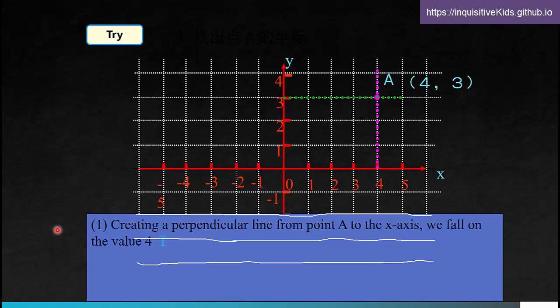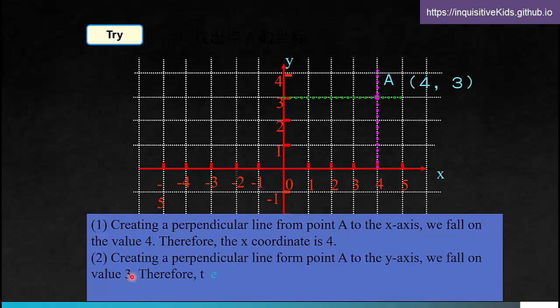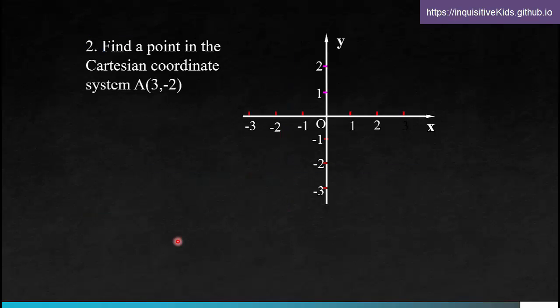Creating a perpendicular line from point A to the x-axis, we fall on the value 4. Therefore, the x-coordinate is 4. Second step, creating a perpendicular line from point A to the y-axis, we fall on 3. Therefore, the y-coordinate is 3. So the coordinates of A are 4, 3.